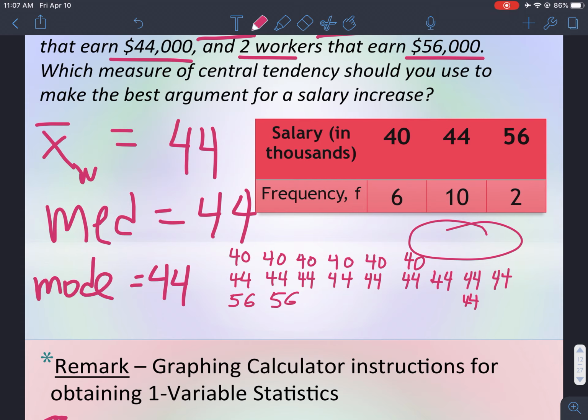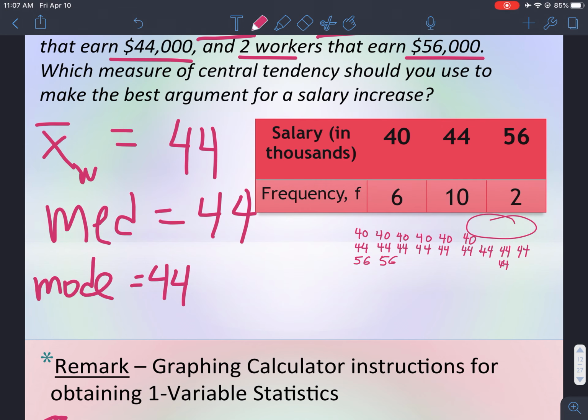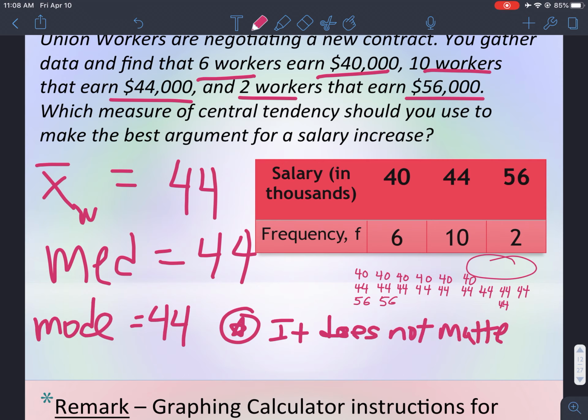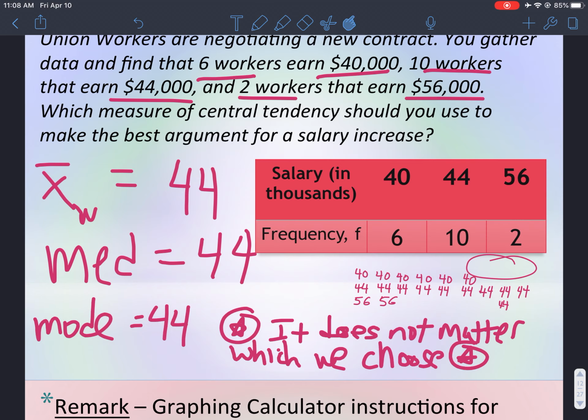What does this all mean about the problem? It says that no matter what measure of central tendency we use for Verizon workers, it will not matter which we choose. It won't always be the case, but in this particular situation, we could say that the average is $44,000, the median is $44,000, and the most frequent salary is $44,000.